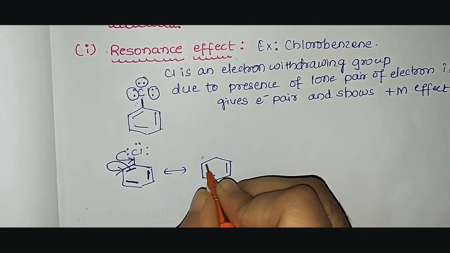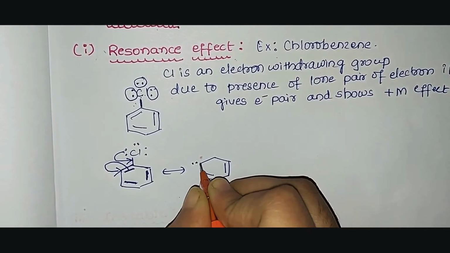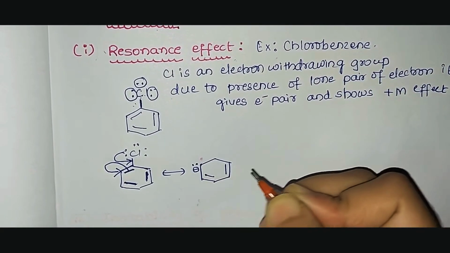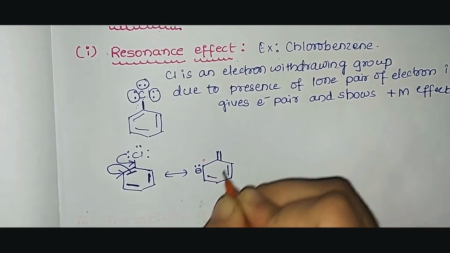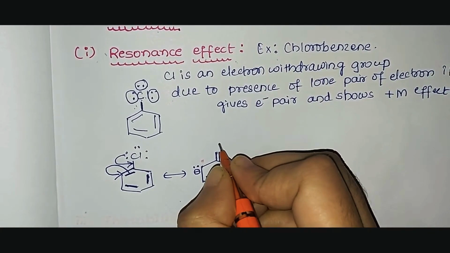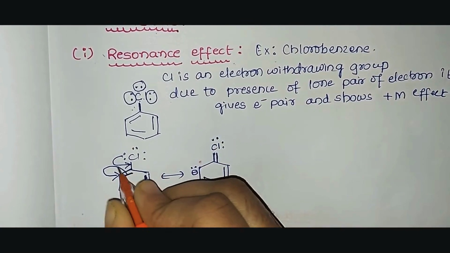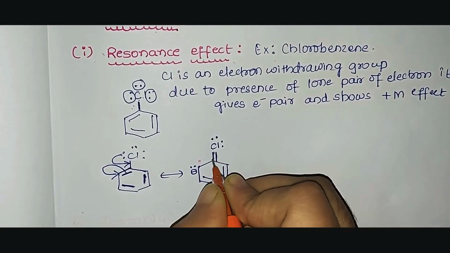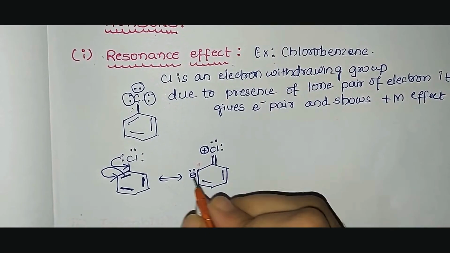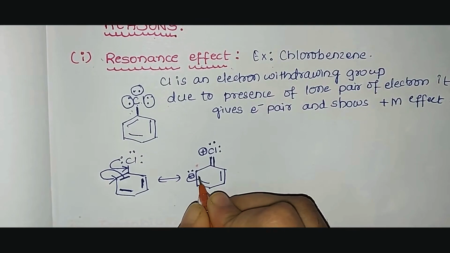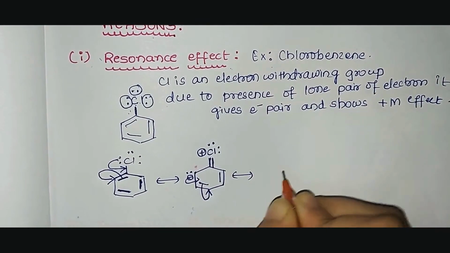Then the bond which was present there has moved outside onto the carbon atom, so the carbon receives an electron pair and becomes negatively charged. Chlorine was singly bonded, since it donates the electron pair it becomes doubly bonded, and Cl becomes positively charged. So what do we observe here? Cl is positively charged. Next we will show the donation of the electron pair. The electron pair goes within, and one electron pair goes outside. So we'll write the next resonating structure.